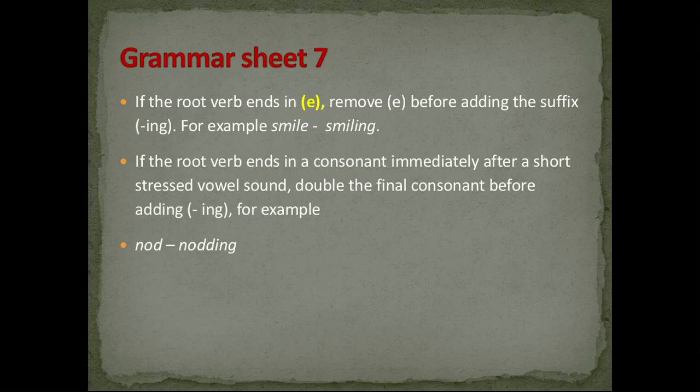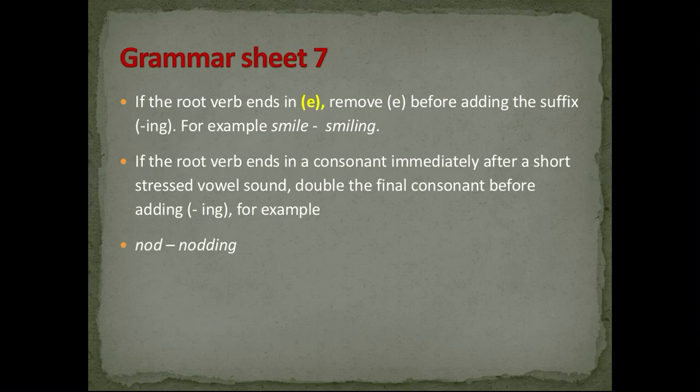If the root verb ends in e, we remove the e before adding the suffix -ing. For example, look at smile. Because I can't put i again, that means I'm going to have two vowels, right? So I'm going to remove the e and put -ing. So it'll be smiling, okay? Smiling. This is present participle or present continuous. That means something is still happening.